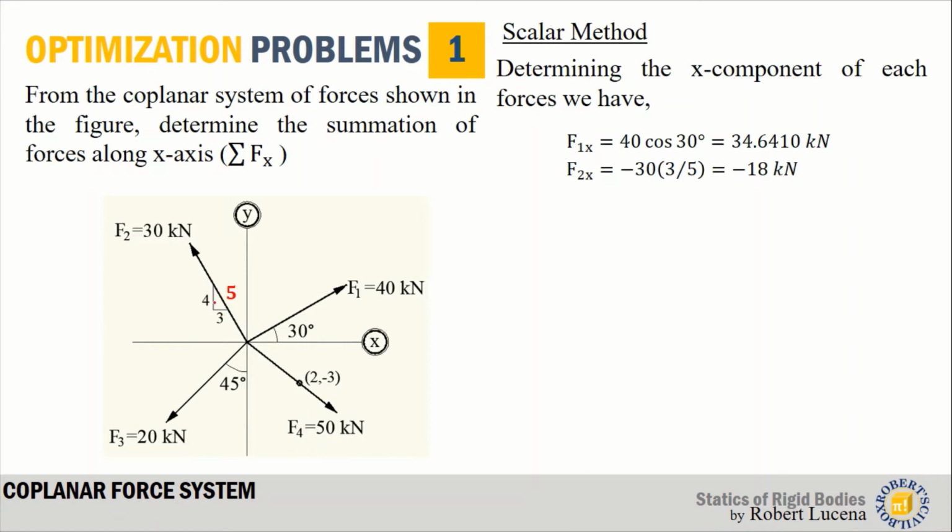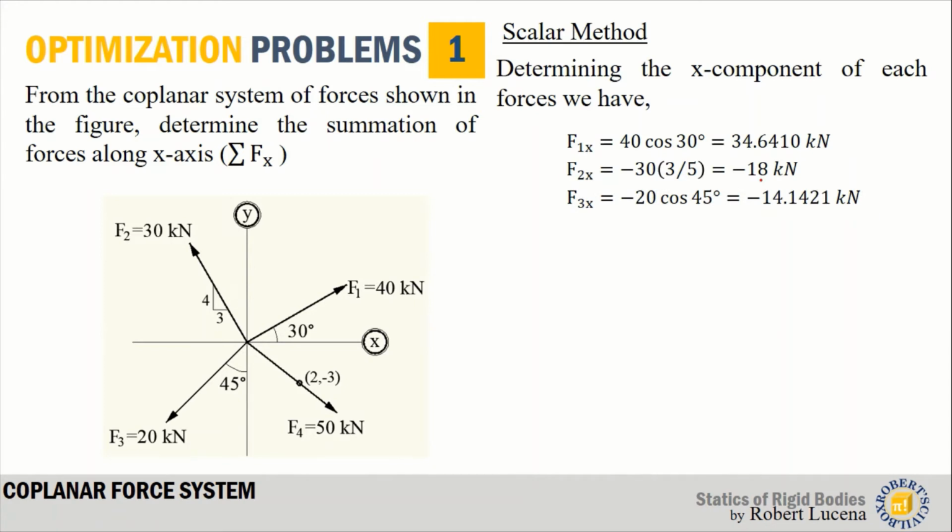For F2, since the slope is given, let's get the hypotenuse of the small triangle. So 3, 4, the hypotenuse is 5. If we are solving for the x component, multiply the magnitude by 3 over 5. If you want the y component, multiply the magnitude by 4 over 5. But since we are asked for the x component, we simply multiply the magnitude 30 times 3 over 5. But make sure you write a negative sign. Why? Because this is oriented to the left, or the x component of F2 is obviously to the left. That's why F2x is now negative 18 kilonewton.